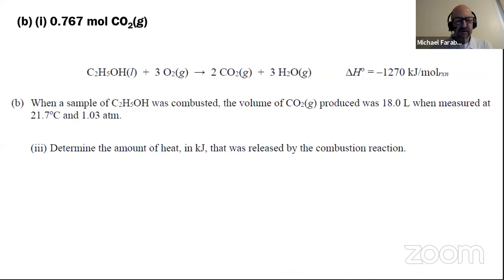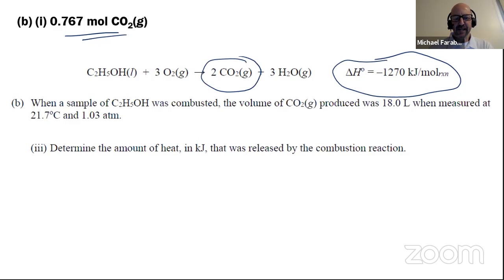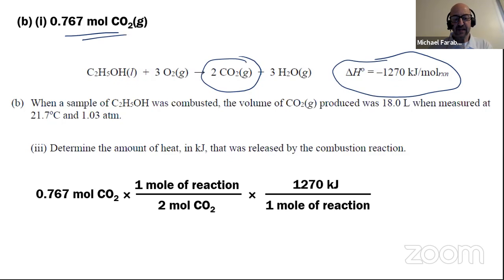All right, on to the next part of part B, the Roman numeral 3, determine the amount of heat that is released. So we've got to convert moles of carbon dioxide into kilojoules of heat. Now you could just put 1270 on the top and 2 moles of carbon dioxide on the bottom. I'm doing this through the mole of reaction, but you could have just combined this into one step. That's fine. I've got 0.767 divided by 2 times 1270, so I get around 487 kilojoules of heat released. I don't need a minus sign here, just the amount of heat that was released.